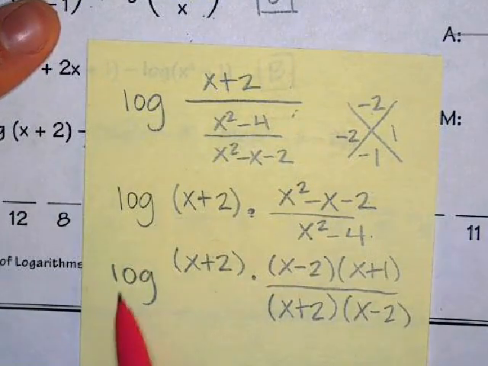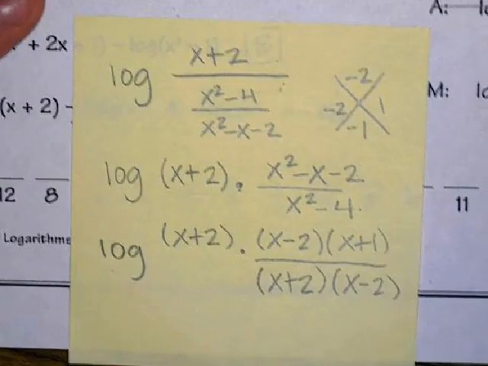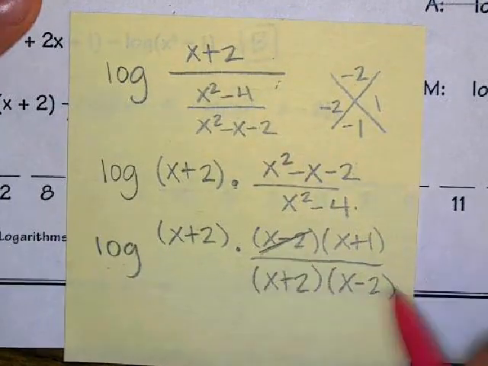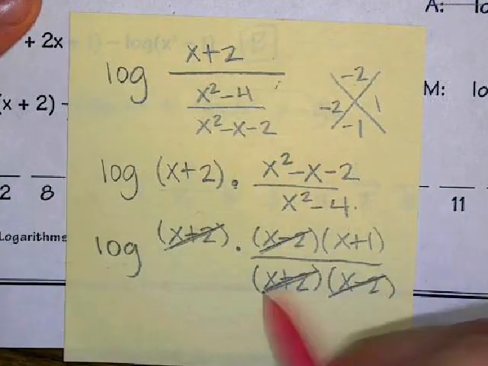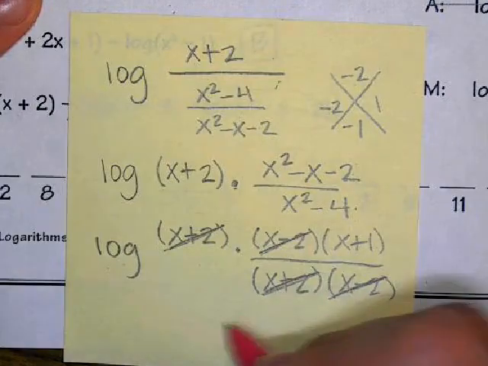But we have a lot of stuff that cancels. What's going to cancel? The x minus 2's, the x plus 2's, and what's left over? X plus 1. Log of x plus 1. So what is the answer choice for this one?